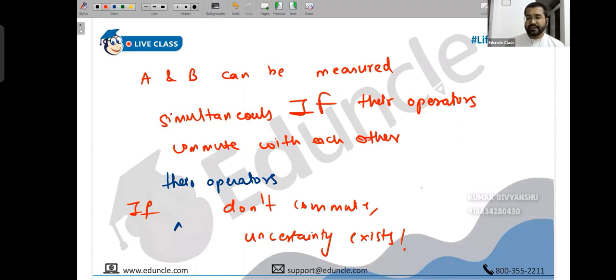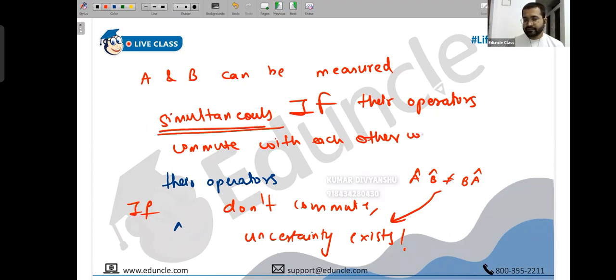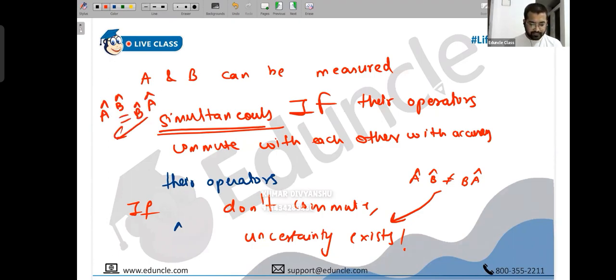It means the two operators cannot commute with each other. Like A cap into B cap will never be equal to B cap into A cap. Uncertainty will exist here. And if you say that uncertainty does not exist, if they can be measured simultaneously with accuracy, it means they commute with each other. A cap B cap will be equal to B cap A cap. This is the only major application of commutators.